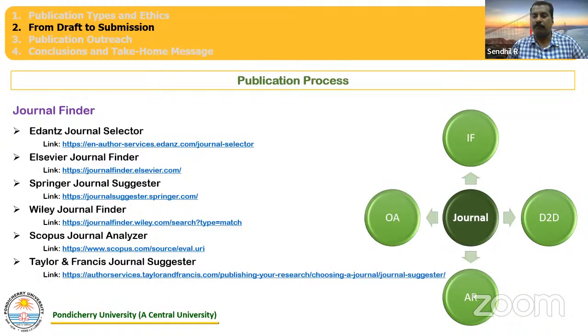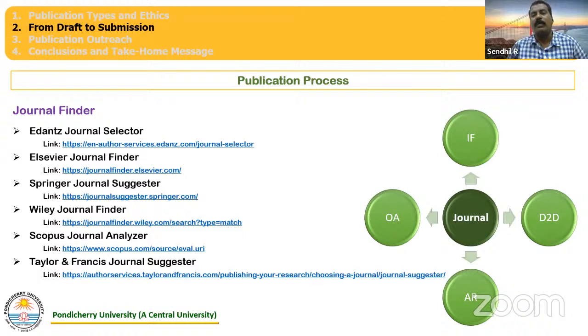If your paper is multidisciplinary, then you can use different journals as an option, and you can select the specific journal based on the suggestion given by the search. For example, HCL has its own journal suggesting tool, and Taylor and Francis also has one. So the major publication houses have links for finding the right journal.